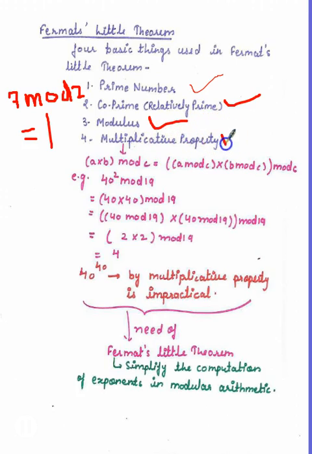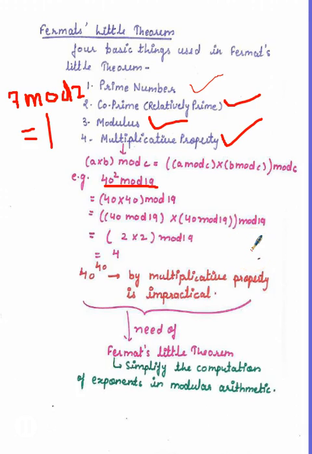Fourth one is the multiplicative property, which is very useful to understand Fermat's little theorem. The multiplicative property states that A cross B mod C may be written as (A mod C into B mod C) whole mod C. For example, we have to calculate 40 square mod 19. First we can write 40 square mod 19 as 40 into 40 mod 19. Now with the help of the multiplicative property, the first 40 is A, the second is B, we can write (40 mod 19 into 40 mod 19) whole mod 19.